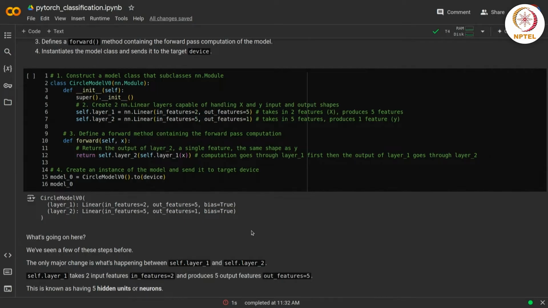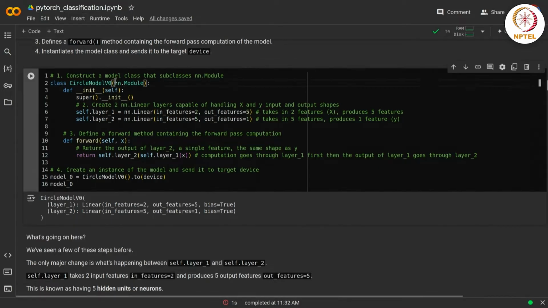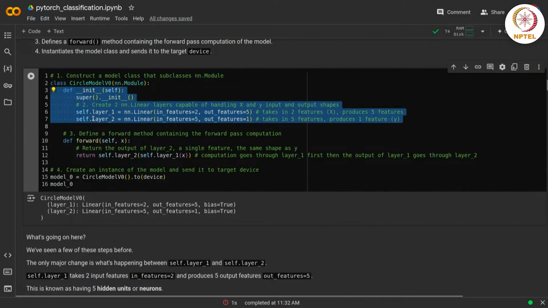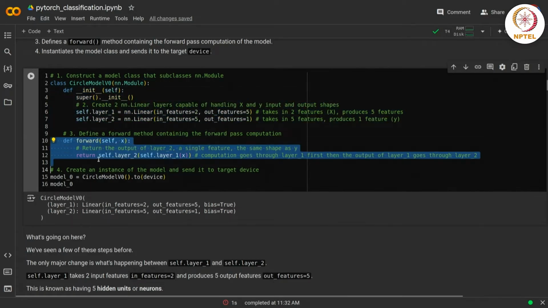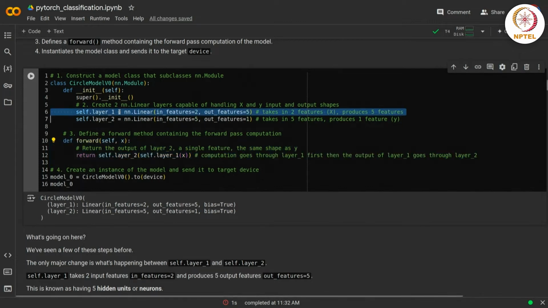This is a simple model class definition, where again for the super class we are inheriting from nn.Module. In init we are defining some basic parameters of the model, and in forward we are defining how a given input should propagate through the neural network. So here we have defined two linear layers.